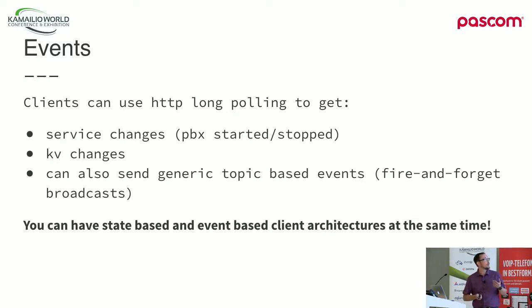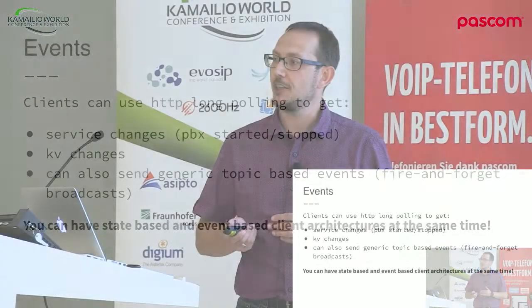That means you can do HTTP long polling on the Consul, and you will be notified if a service comes up or shuts down, if a health check fails, or if somebody changes a KV entry, or if the leadership of some service changes. That means basically you have one backend, and you don't have to decide in your client applications between will I do an event-based architecture, or will I do a state-based architecture?